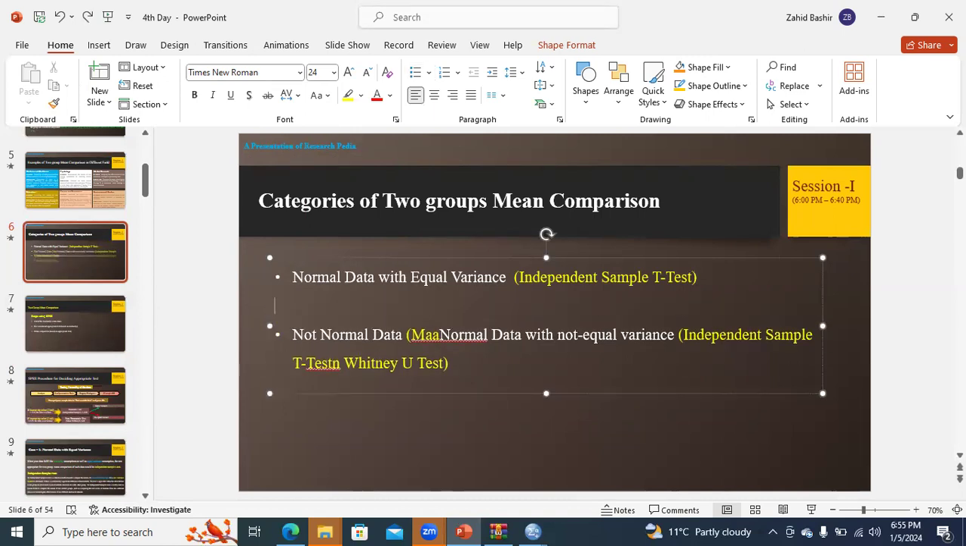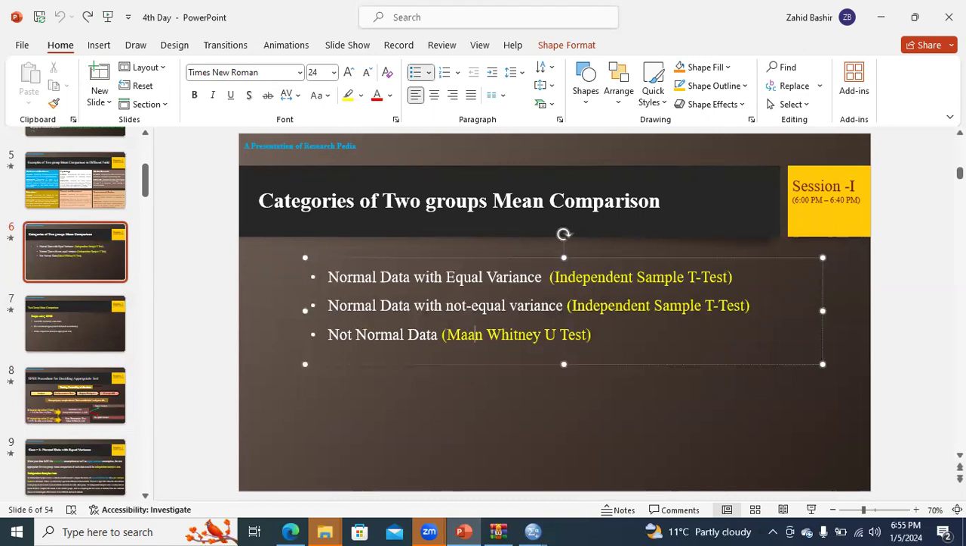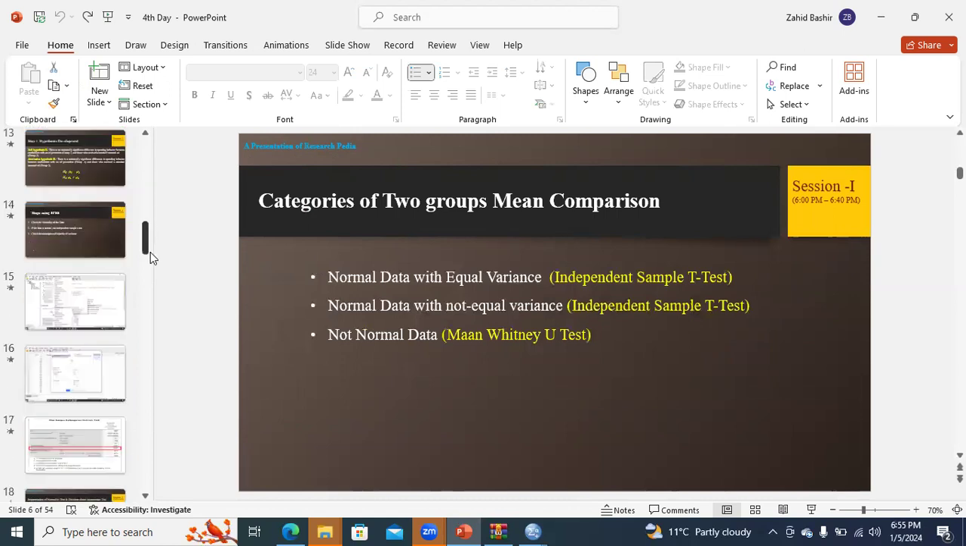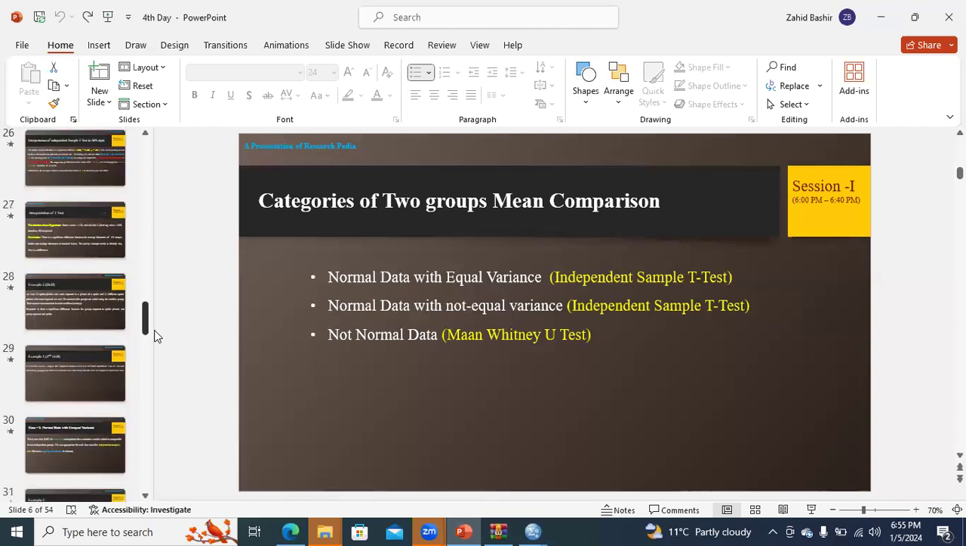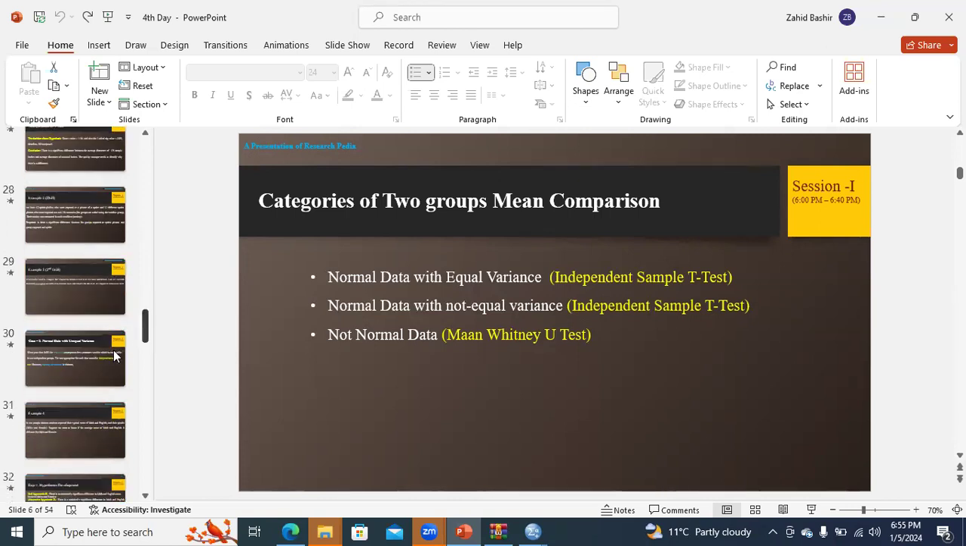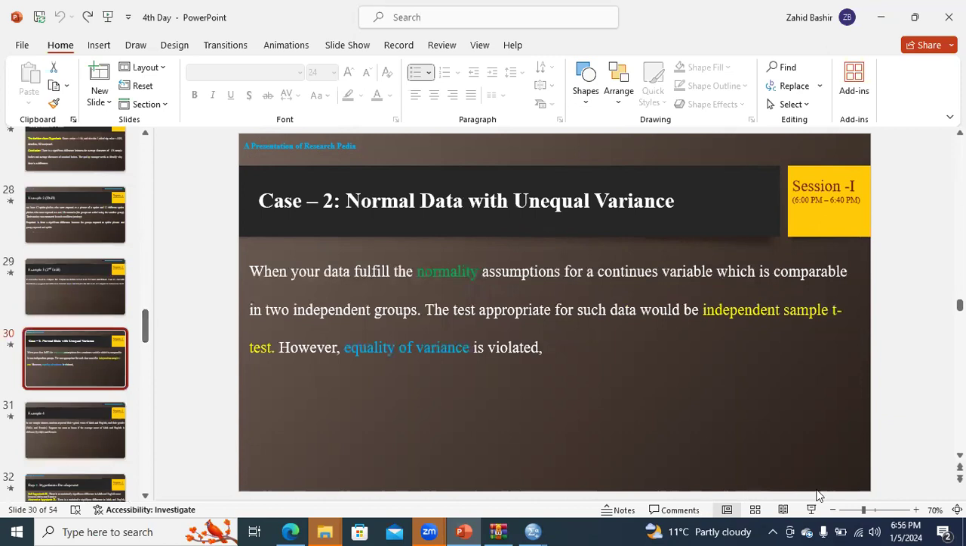what is actually done over here? All right. So we proceed further with case two. Our case one is completed. We will proceed further with case two, where the data is normal, but our equality of variance is violated. So here comes the second case.